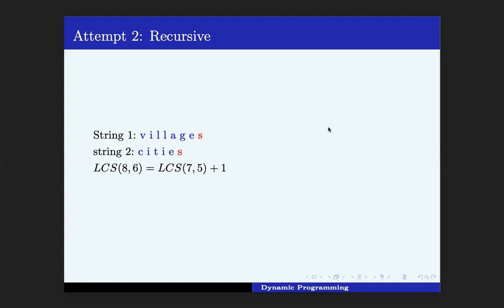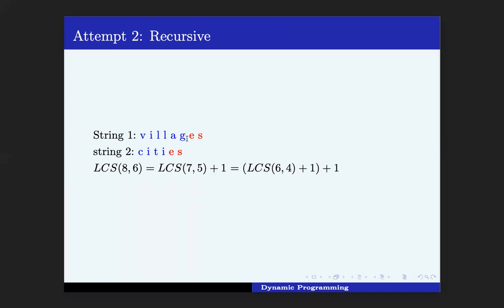Now, if you talk about the longest common subsequence of 7 and 5, again, since the last two bits are the same, which is E, we can do the same thing here. So we can add them, and we get to LCS of 6, 4. Now we come to this stage where the last bit is I, and this is G. Now, what can happen?